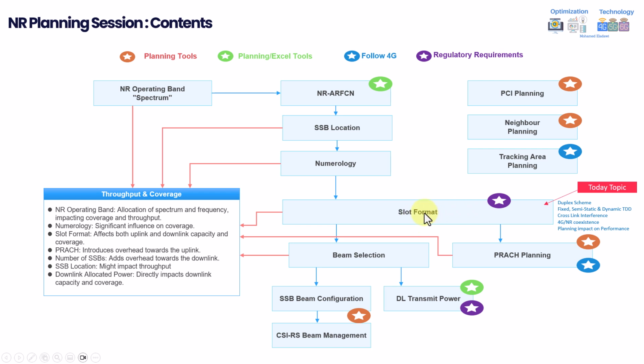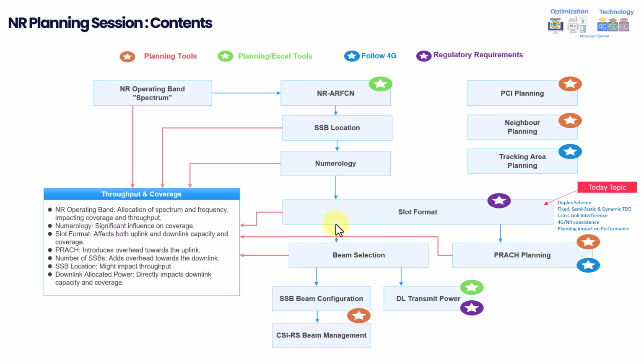Then after that, in the next sessions, we'll go through beam selection, RACH planning, and all other things like PCI, neighbors and tracking area. So now let's jump to the slot format, which is going to be discussed today in detail. Later on, in the other sessions, we could discuss the other inputs as well.